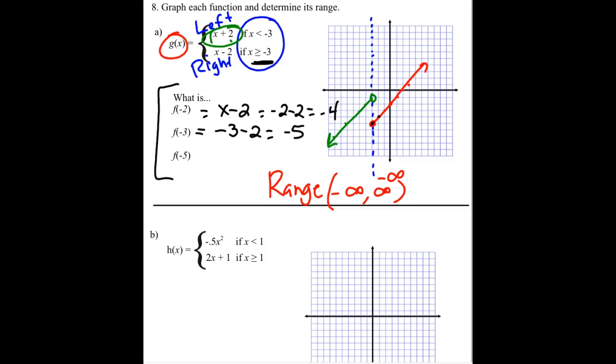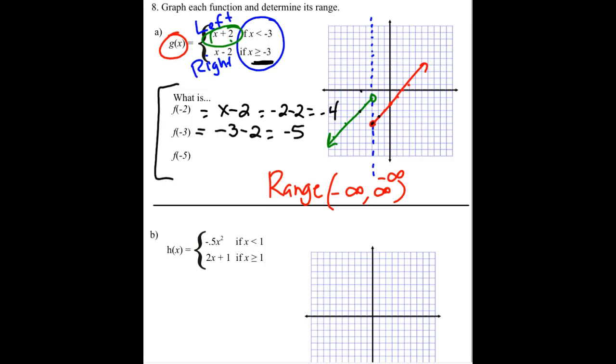Okay. Last one says find f of negative 5. So which colored part of my graph would that use? The green part? So if I go over to 1, 2, 3, 4, 5, go here to negative 5, I should get an answer of negative 3.